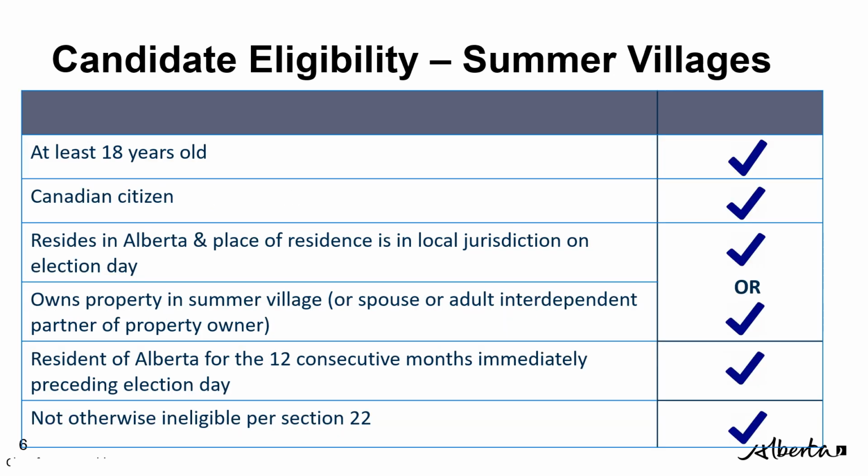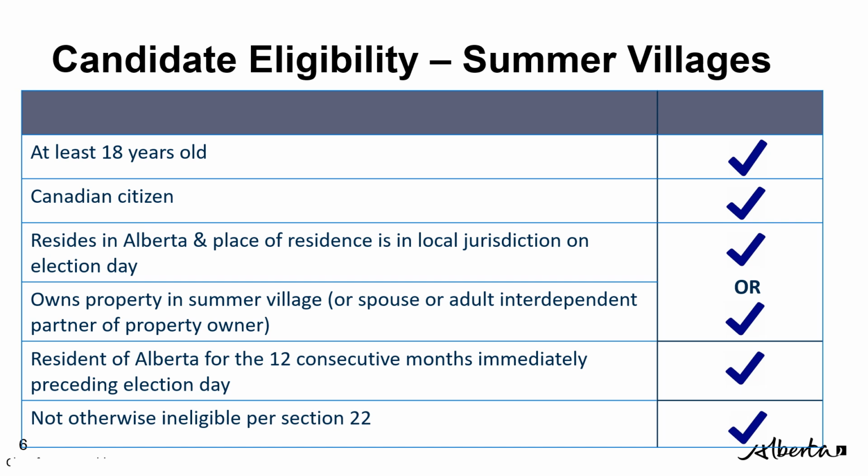In summer villages, a person may be nominated for a summer village council if they are eligible to vote by being over 18 years of age, a Canadian citizen, and living in Alberta and the local jurisdiction and ward, if any, on election day. Individuals can also be eligible to run for a summer village council if they are over 18, a Canadian citizen, and named on a certificate of title as the person who owns property in the summer village, or if they are over 18, a Canadian citizen, and are a spouse or adult interdependent partner of a person named on the certificate of title as an owner.